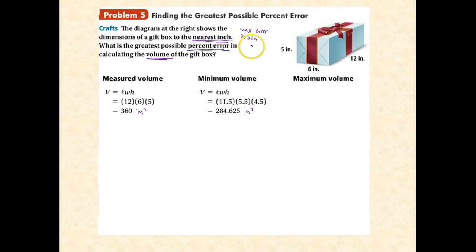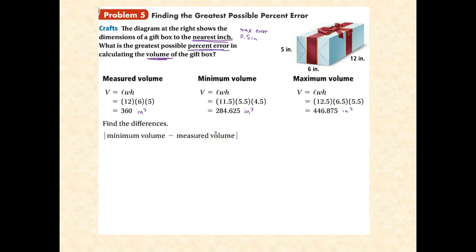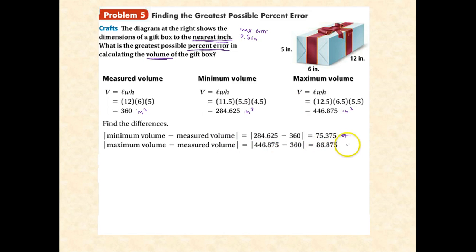Maximum volume, I'm going to add a half an inch to each number. So 12.5 times 6.5 times 5.5 is 446.875 cubic inches. Now I need to compare these numbers and find the differences. So the absolute value of minimum minus measured will tell you how far apart these numbers are. 75.375. That's how far we were off with the minimum volume. If we subtract the maximum and the measured, take the absolute value, 86.875. That's how much we were off on maximum volume.